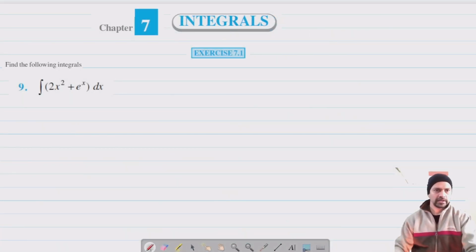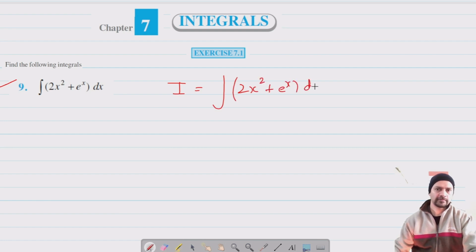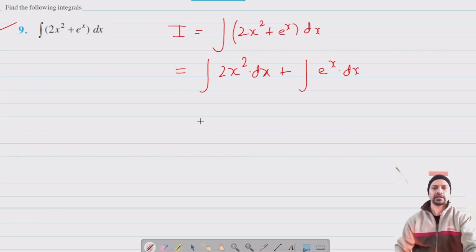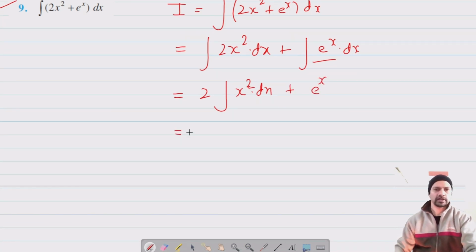Alright, for question number 9, we have to find the integral. Let's see, our integral is I, that is integration of 2x squared plus e raised power x into dx. Let's separate the integrals. So 2 is constant, so it's out, and it's integration of x squared into dx. Integration of e raised power x is e raised power x.